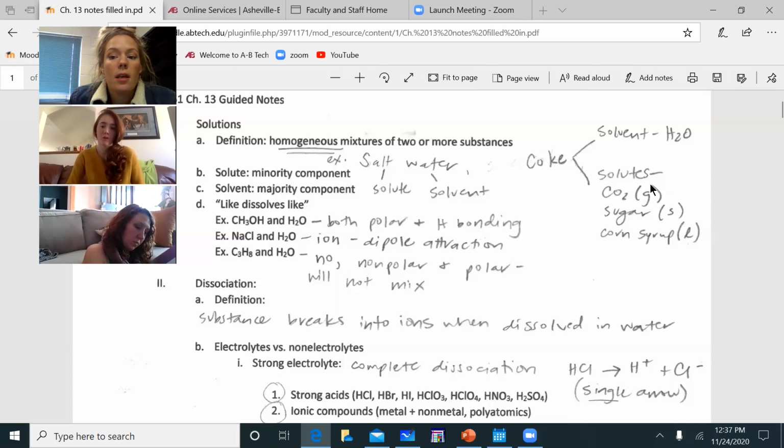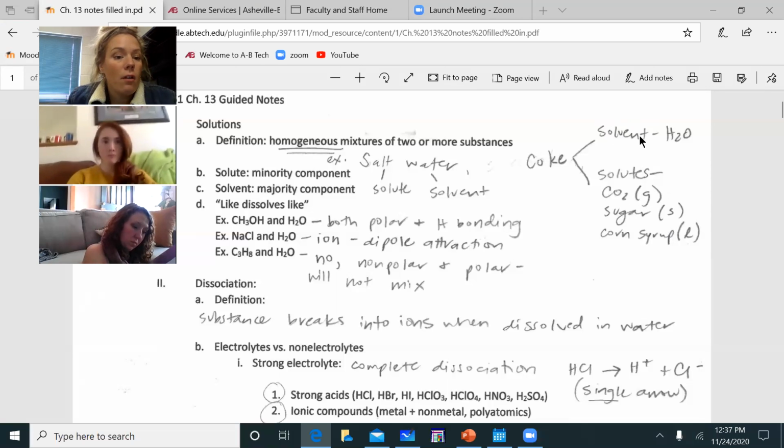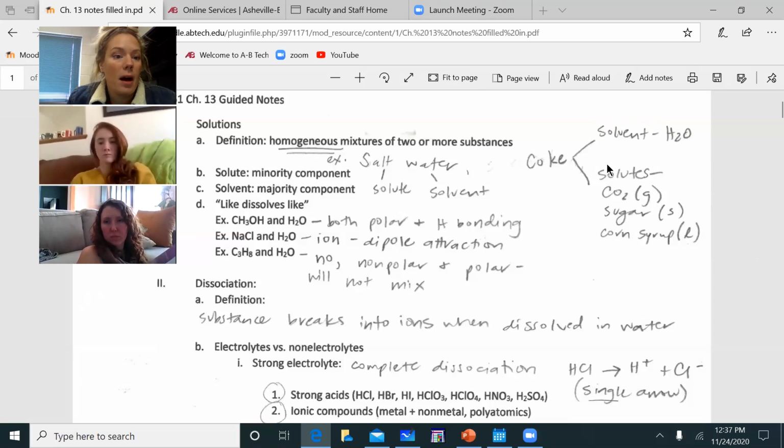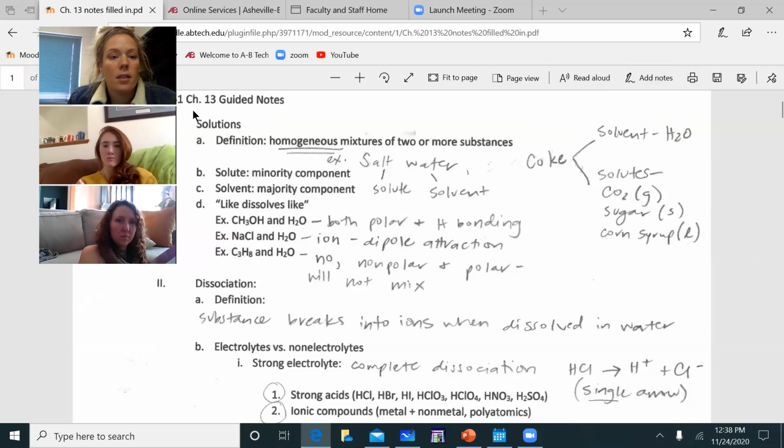If you notice, all of these are in different phases: gas, solid, and liquid. But when they're dissolved in your solvent, they become the same phase as the solvent, right? So the whole pop itself is a liquid, even if these on their own are different phases.